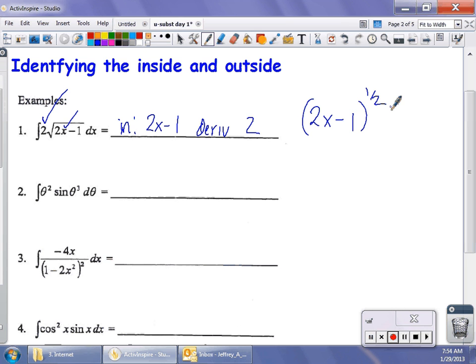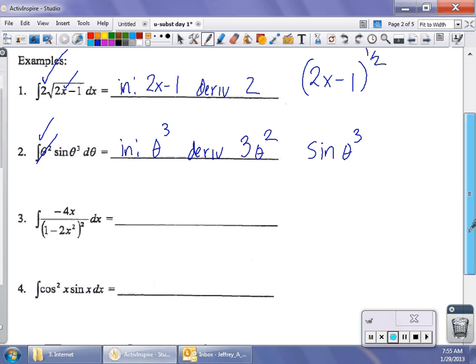increase the power by 1 and divide by the new power. In the second problem, the inside function is theta cubed. The derivative of theta cubed is 3 theta squared. So once we find out that the derivative of the inside function is there, we're basically reversing or finding the antiderivative of sine of theta cubed. So again, once we know that the derivative of the inside function is there, we basically ignore it.